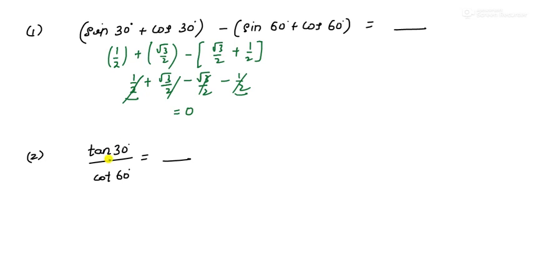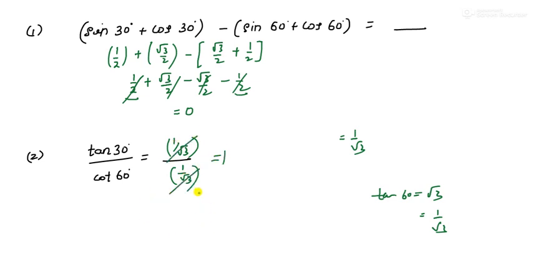Now if you look at this question, tan 30 degrees divided by cot 60. You all know what tan 30 is. It is 1 by root 3. Correct? Now what is cot 60? You don't need to remember the values of cot. Just remember tan 60. Tan 60 is root 3. So what will be cot 60? Just the reciprocal, that is 1 by root 3. So the numerator is 1 by root 3 and the denominator is 1 by root 3. Both of them will get cancelled and you will get the answer as 1.